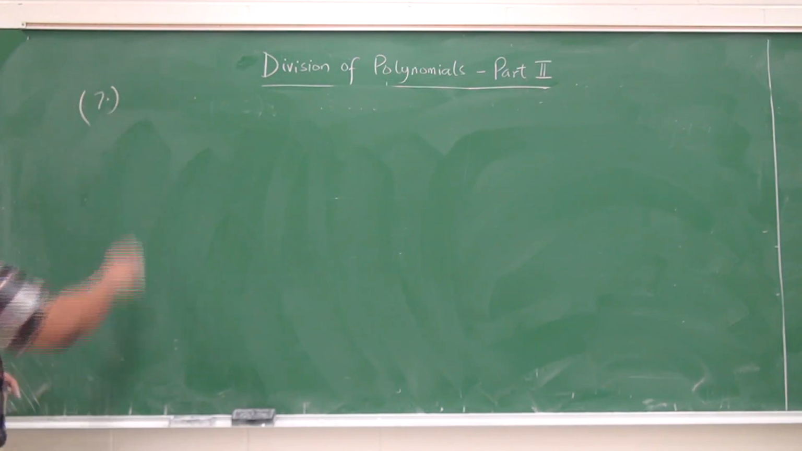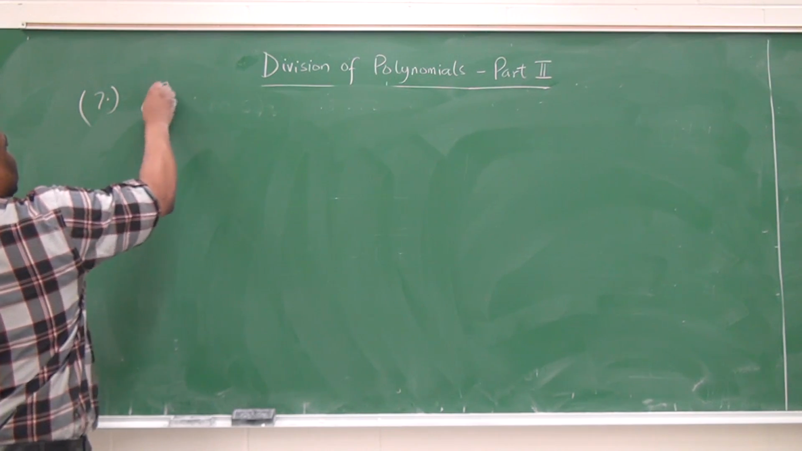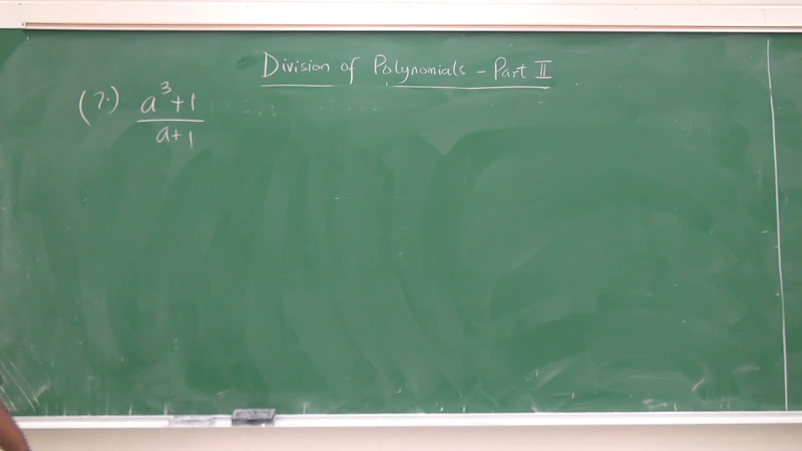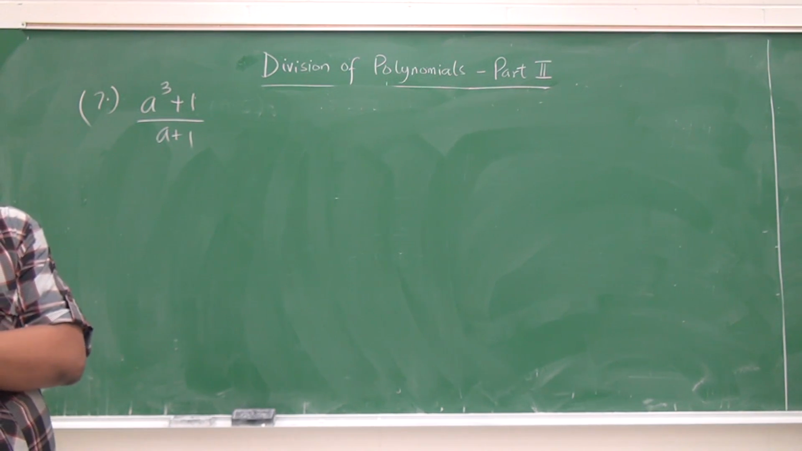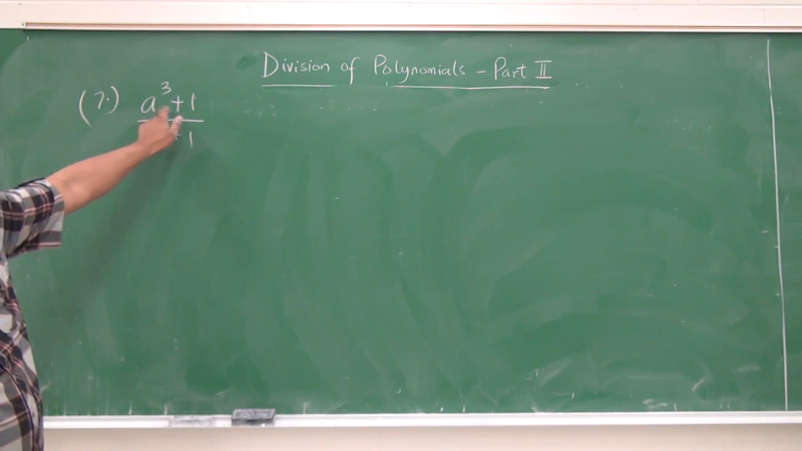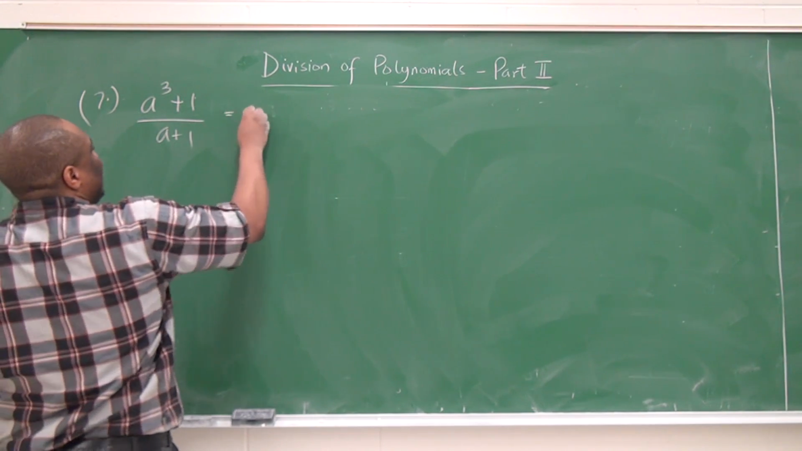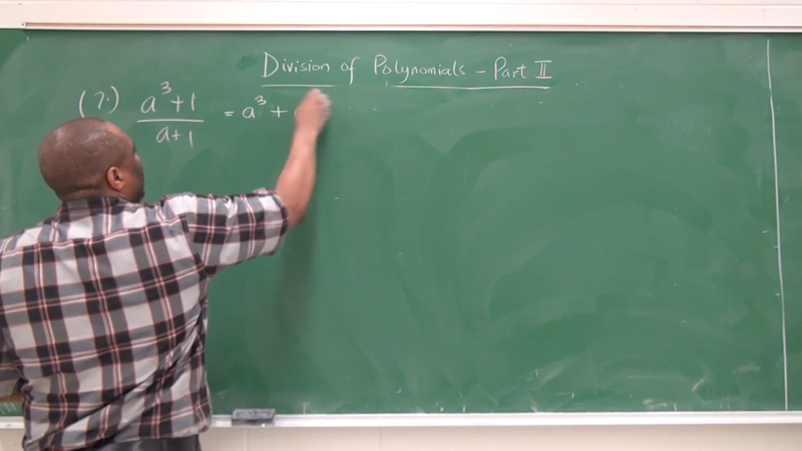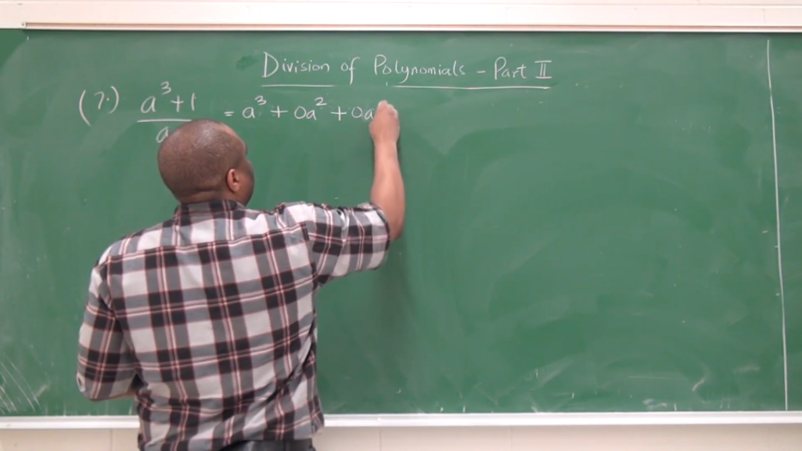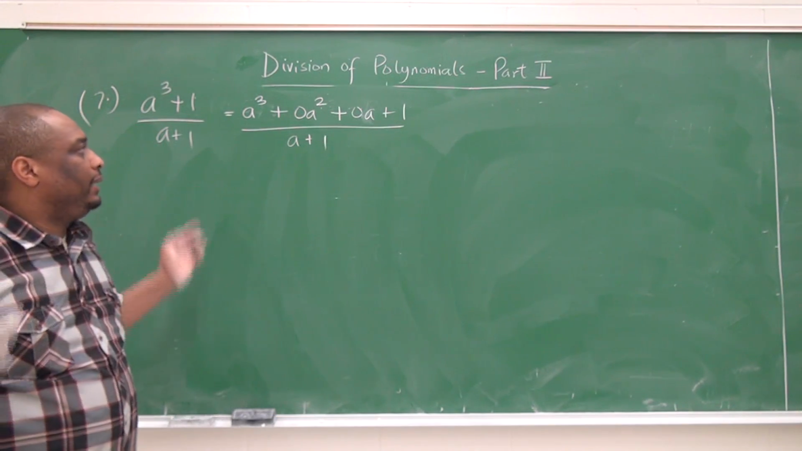Question 7. A cubed plus 1 over a plus 1. Here, another one. The dividend is not complete, but the divisor is complete. So what do we do? We complete the dividend. This is a cubed plus 0a squared, because a squared is missing and 0a is missing, then plus 1 over a plus 1. So you complete it.